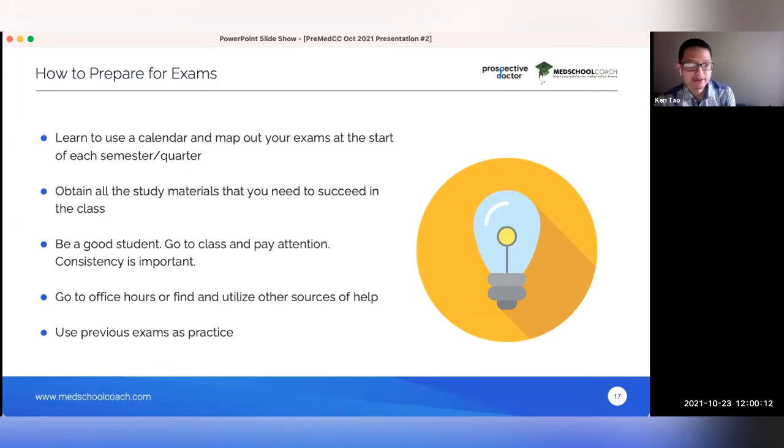Number 2, obtain all the study materials that you need to succeed in the class. And notice that I said that you need to succeed in the class. I don't mean just obtain all the study materials, right? We know these days the schools and really the bookstores are quite good. They're businesses, they're trying to get as much money out of students as possible. So there are textbooks that are $200 or $300. You use them for a semester and that's it. And they'll tell you, hey, we'll buy it back from you for $25. And you're like, wow, it's such a good deal.